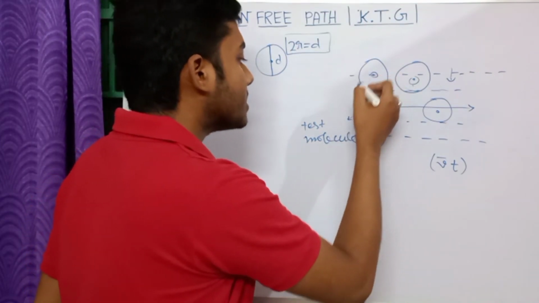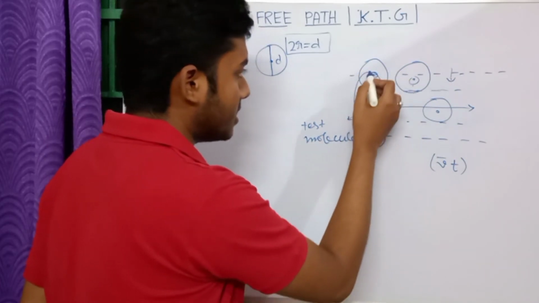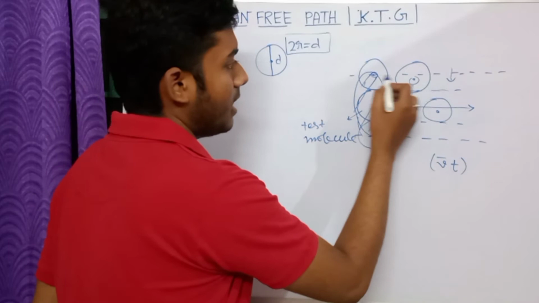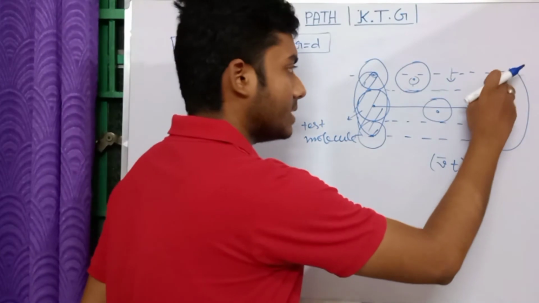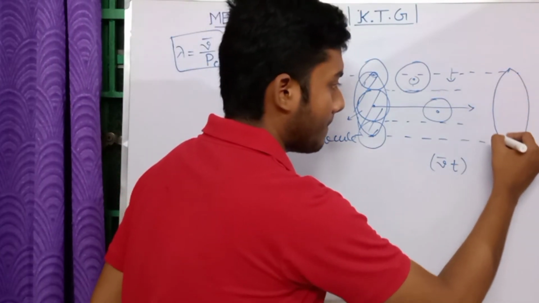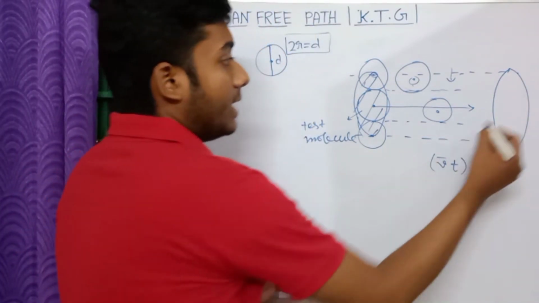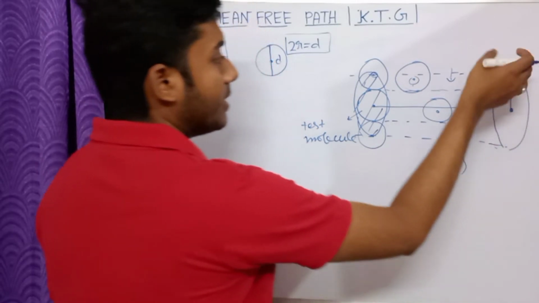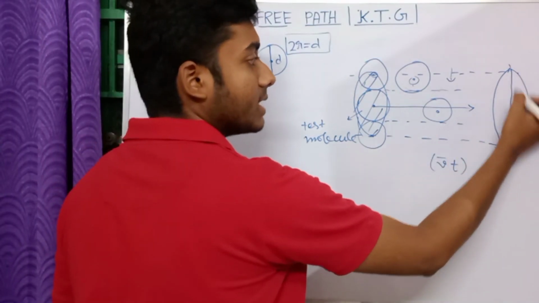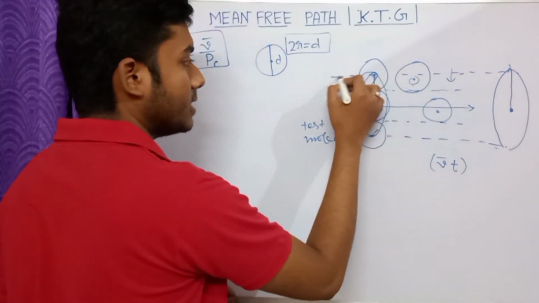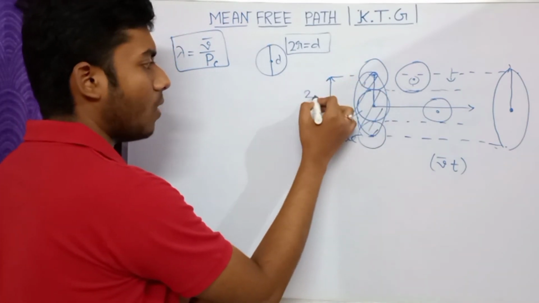So we can say that this is the imaginary cylinder which I have previously discussed. This is the radius of the base of that cylinder, and this is this length, and this is this length. This is r plus r, that is 2r, which equals d.